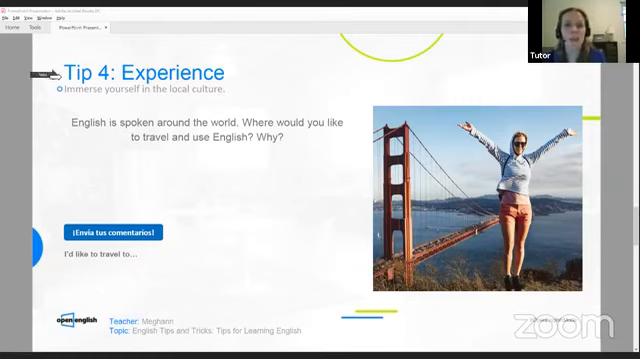Now we are at tip number 4, experience. Experience. Immerse yourself in the local culture. English is spoken around the world. Is spoken, se habla. So we don't only use English at home, right? We want to use English to communicate.